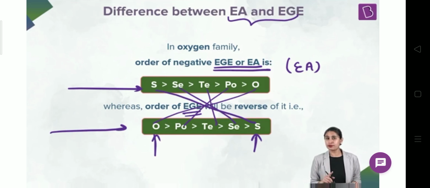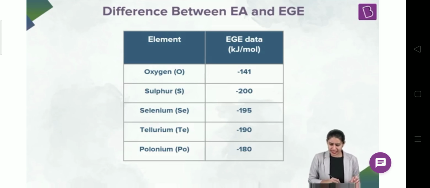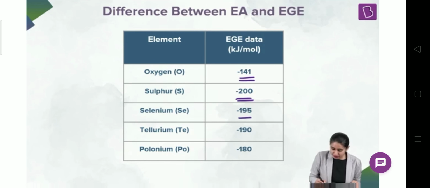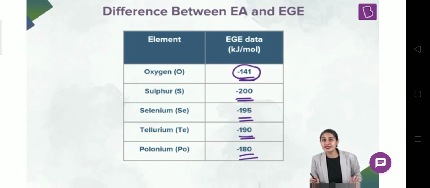But when I'm saying electron gain enthalpy without saying negative electron gain enthalpy, that means that for oxygen, let's say the energy released was very less, minus 141, and for sulfur minus 200, then for selenium minus 195, then minus 190, then minus 180. Clearly oxygen is minus 141. So if I include the sign, I will say the maximum electron gain enthalpy is of oxygen.